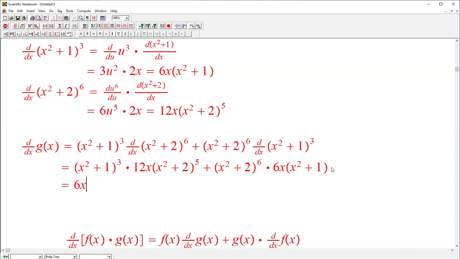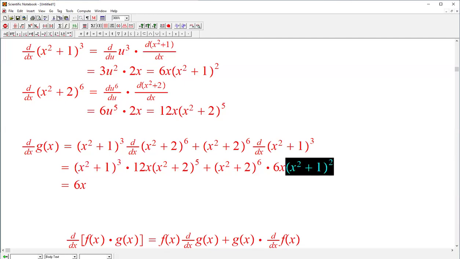Let's see. Oh, sorry, I missed a squared here. Okay, so here I missed a square, no wonder. But here, that's why I felt something was wrong. Okay, (x squared plus 1) to the power 2. And this is (x squared plus 1) to the power 3.